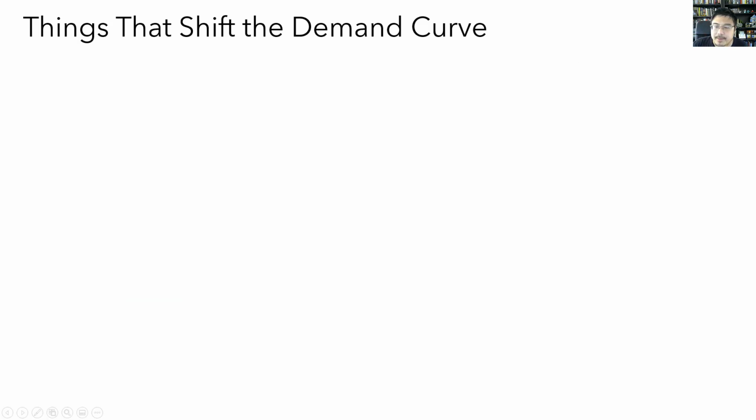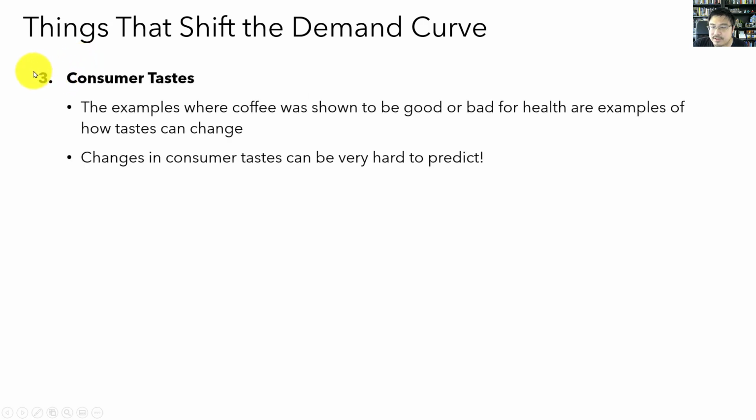All right, so now let's talk about a couple of other things that can shift the demand curve. The third thing that we're going to talk about is consumer tastes. So changes in consumer tastes can shift the demand curve. And in fact, most of the examples that we gave so far, where coffee was shown to be either good or bad for your health, those are examples of things that change consumer tastes. We won't say much more about consumer tastes other than just the fact that experience shows that consumer taste can be very hard to predict.